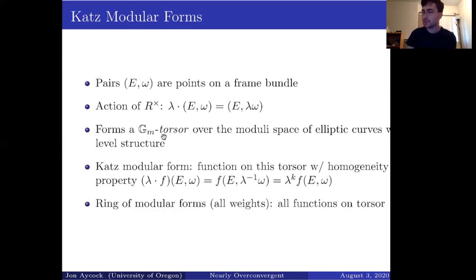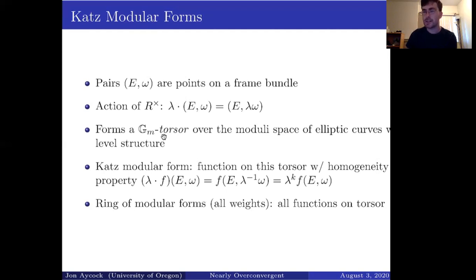And the ring of modular forms, so all weights of modular forms all together, is going to be given by all functions on this torsor. And you can project each function to be a sum of functions of these homogeneous properties, like a polynomial is the sum of homogeneous polynomials. So if we want all weights there, we just take the ring of modular forms, and these are just all functions on this torsor. So this is entirely an algebraic construction.